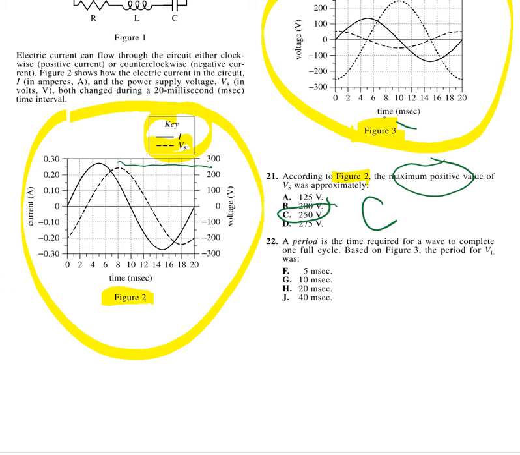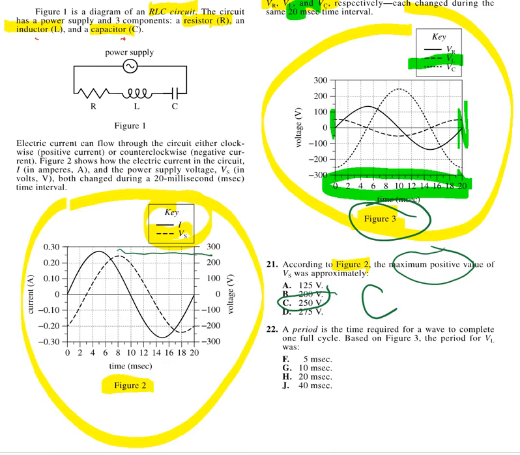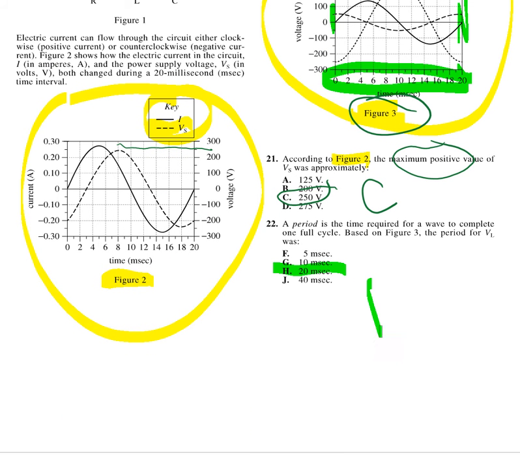Number 22, a period is the time required for a wave to complete a full cycle. Based on figure 3, the period for VL was, so we're going to come back here and look at VL. VL is the dotted line, and you can see where it starts, you can see where it ends, and here's your time interval. It even told you 20 seconds up here, so the correct answer is H. So that's how you do those first two.